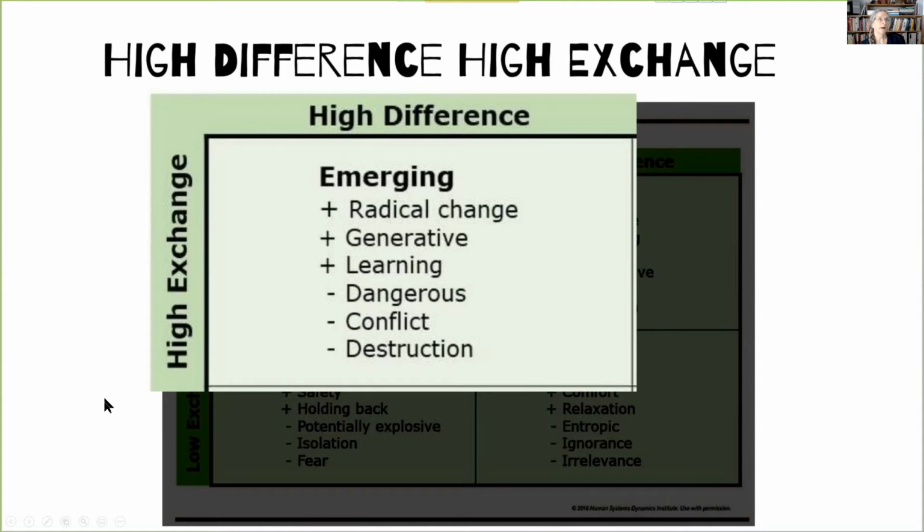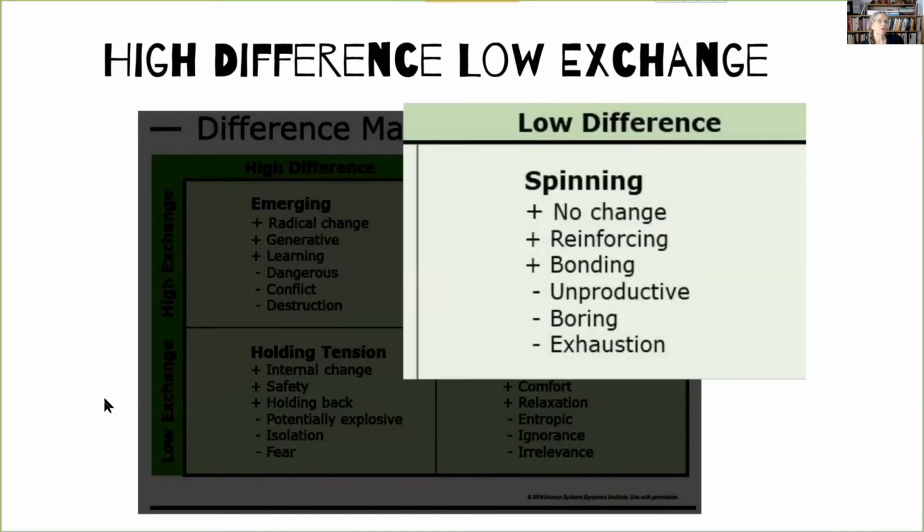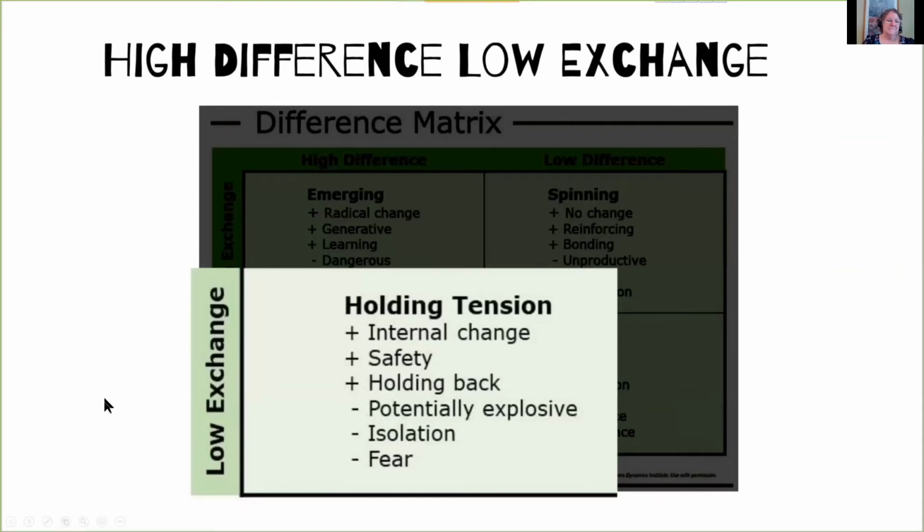If it's high difference and low exchange, so we've got a lot of differences and not much conversation going on between them, the patterns that will emerge from that is just stuckness, reinforcing. It's a bonding thing, so it can really help build those relationships, but it also gets unproductive and boring and exhausting. The high difference, low exchange. So we've got a lot of differences, but they're not talking to each other.